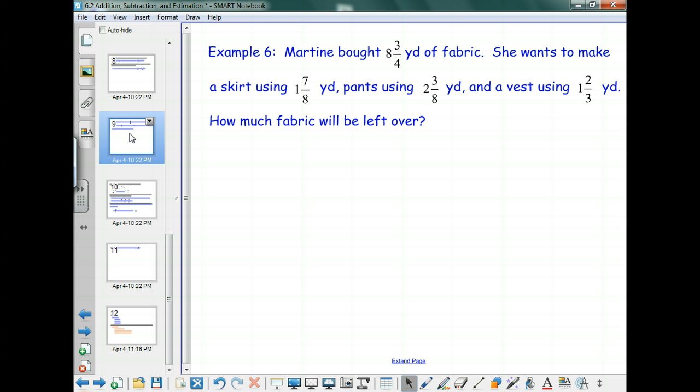All right, so here we're going to do an example. This is an interesting one. Martine bought 8 3/4 yards of fabric. She wants to make a skirt using 1 7/8, pants using 2 3/8, and a vest using 1 2/3, all in yards. How much fabric will be left over? What are we going to do? A lot of numbers in this one. They're all mixed as well.